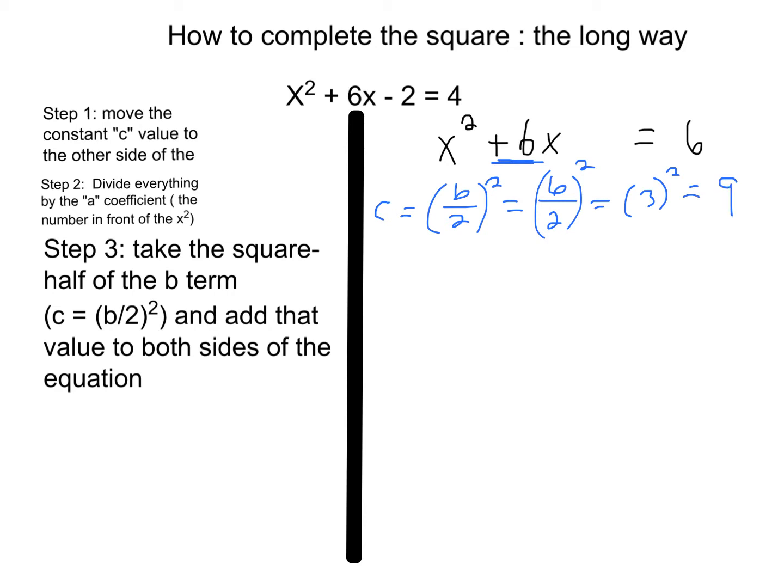Now we are going to replace this in for my c value. So I'm going to add 9 here. But if I do that to one side, remember I have to keep the equation in balance. I can't magically add a 9 because I want to. So we have to add it to both sides of the equation to keep this in check. So my new equation, x squared plus 6x plus 9, now equals 15.